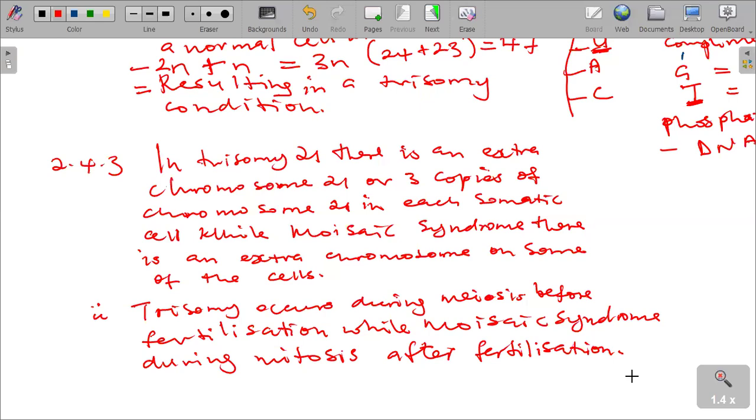Let us just quickly finish the last part of this. The question wants us to understand that mosaic syndrome and trisomy 21 are different conditions, where one occurs before fertilization and the other occurs after. That is what is happening there.